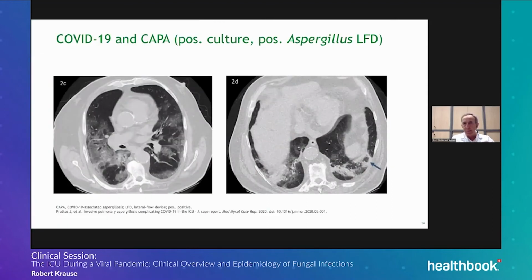So this is an example of COVID-19 associated pulmonary aspergillosis, a patient that was treated in our ICU, and you can see the infiltrates on the left picture that are due to the COVID-19 infection, the SARS-CoV-2 infection. On the right side, you can see additional infiltration and the cavitation and the positive lateral flow assay. And these diagnosed COVID-19 associated pulmonary aspergillosis in this case.